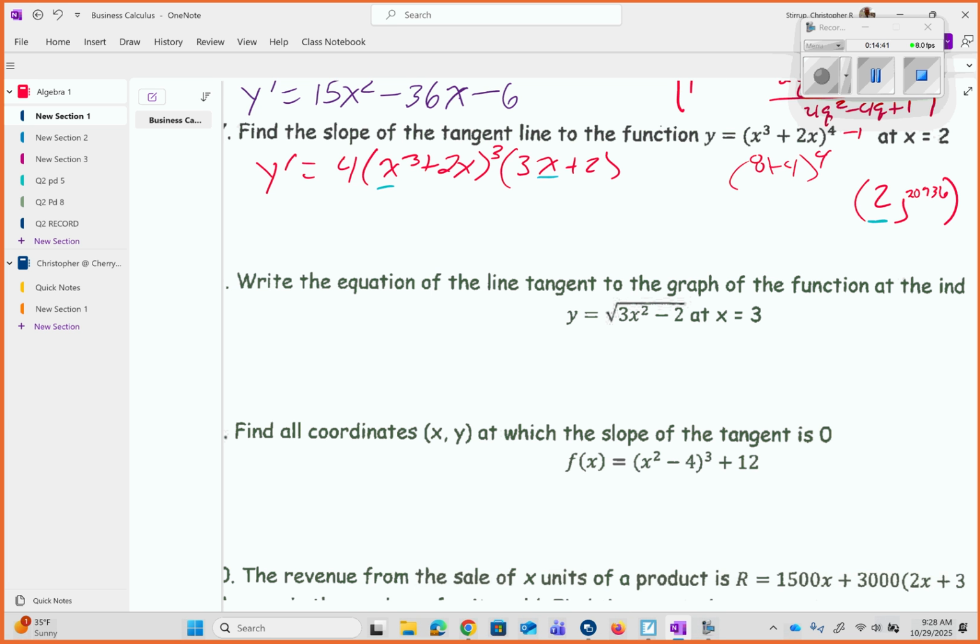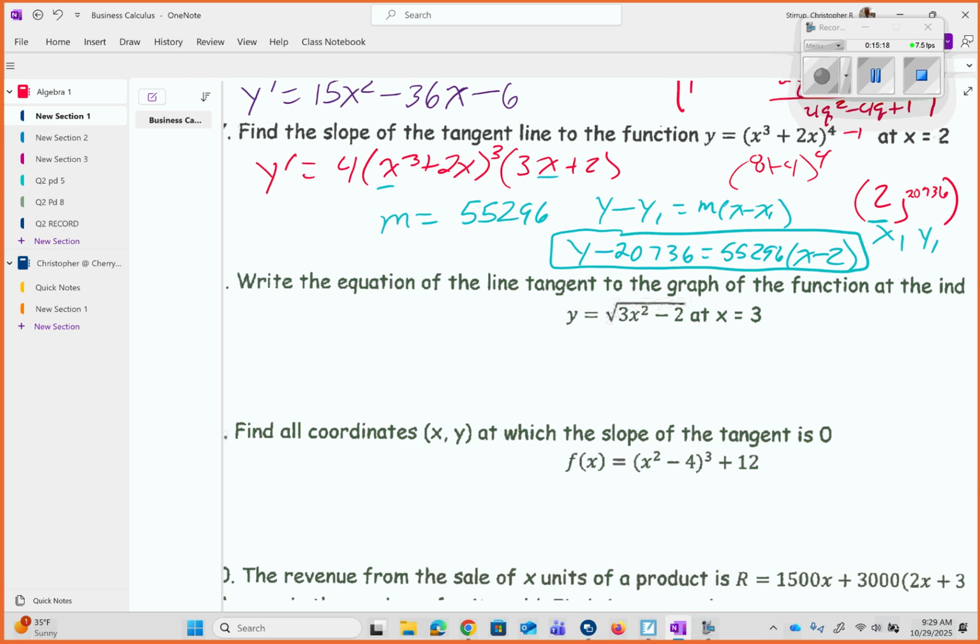And so if I plug that 2 in, I'm going to wind up finding my slope is 55,296 over 1. So that's a very steep slope. That's very close to a vertical line. And then if I plug in a point slope, this becomes x1, this becomes y1, so you're going to get y minus 207.36 equals 55,296, x minus 2, and that's your answer. This is the equation of the line tangent at that particular point.